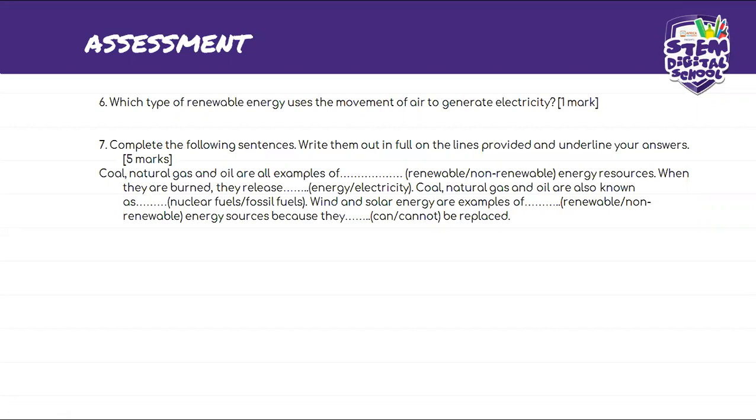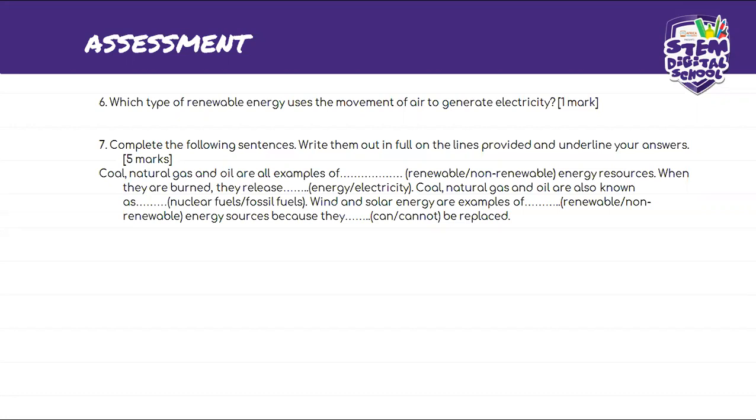Okay, and number 7 is saying complete the following sentences. Write them out in full on the lines provided and underline your answers. Okay. So that is how it goes.